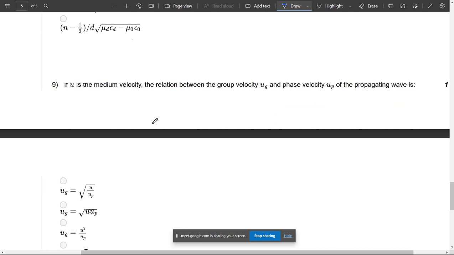If mu is the medium velocity, the relation between group velocity and phase velocity of the propagating wave is, okay, so I told you the difference between group velocity and phase velocity. Can someone from you tell me what I told you? Madam, phase velocity is the rate at which single waves propagate. Group velocity means velocity of a group of waves. Yes, good.